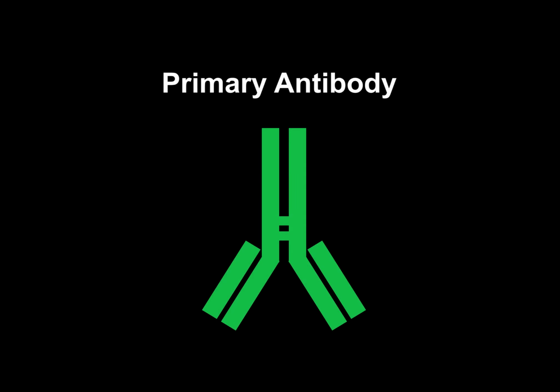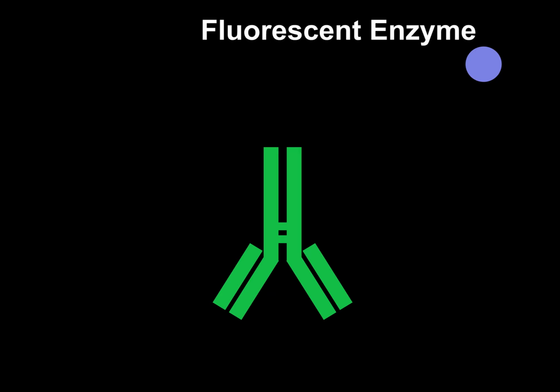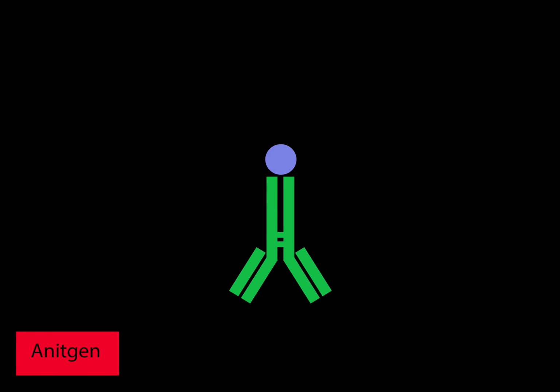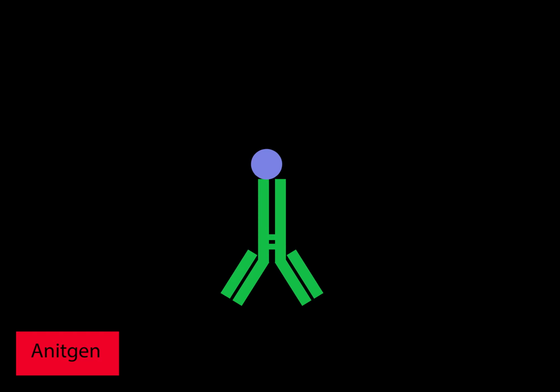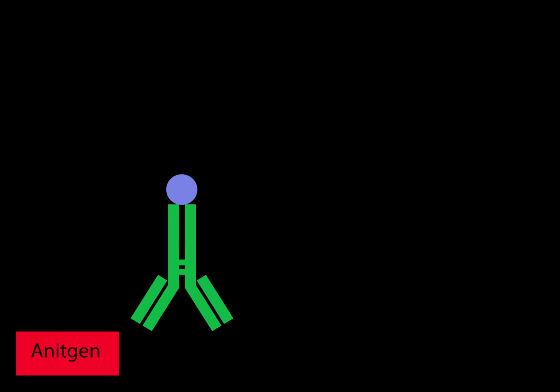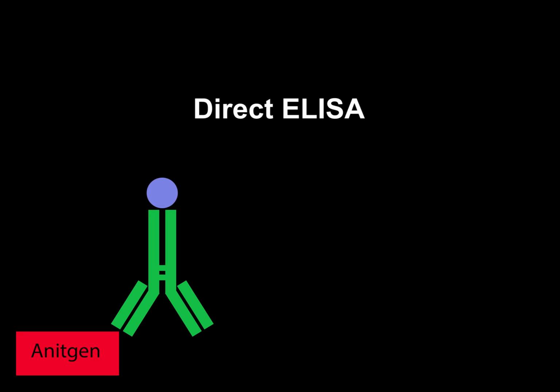It starts with the primary antibody here, and along with a fluorescent enzyme, which is shown here, the fluorescent enzyme is going to bind to the primary antibody, and then this structure is going to find the target antigen present in the solution, which is shown here. Once this binds to the target antigen, fluorescence will take place, and we can observe this qualitatively through color change. So that's direct ELISA.